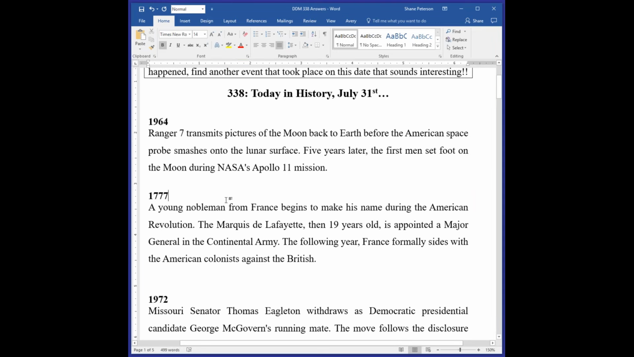1964. Ranger 7 transmits picture of the moon back to Earth before the American space probe smashes onto the lunar surface. 5 years later, the first man sets foot on the moon during NASA's Apollo 11 mission.